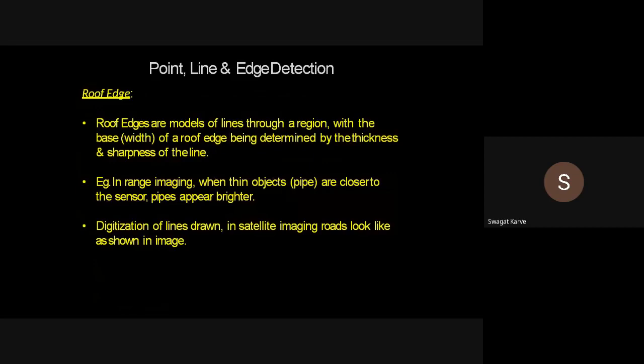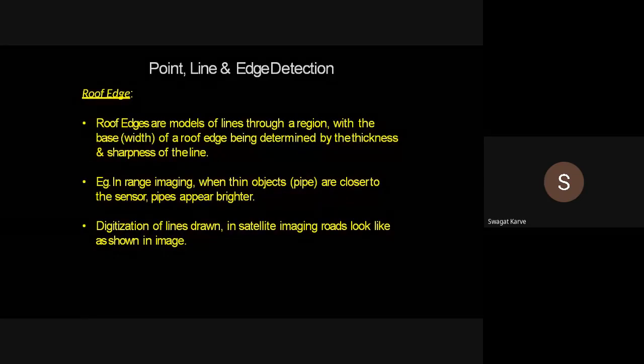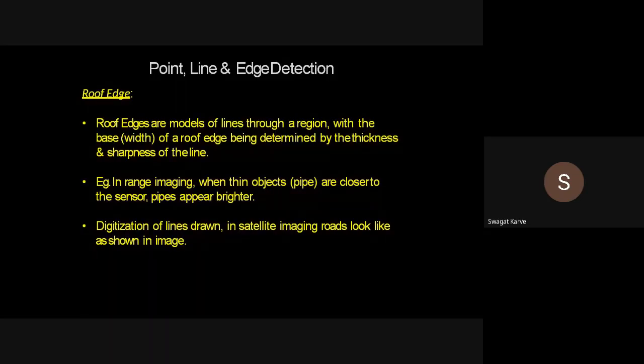Okay, then you can have the roof edge model. What is the roof edge model? In the case of roof edge models, lines pass through a region, with the base width of a roof edge being determined by the thickness and sharpness of the line. That means in very simple language, you can say a roof edge is a horizontal line, right?